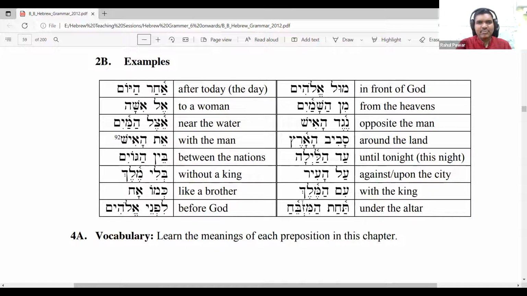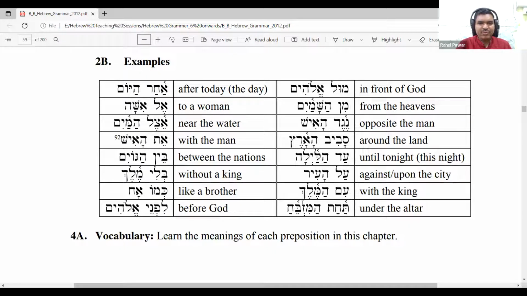Akher hayom. Akher yom means after today. Then el isha, to a woman. Etzel hamayim, near the water. Et haish, with the man. Ben ha goim, that is between the nations. Then Beli Melek, without a king. Kemo ach, like a brother.